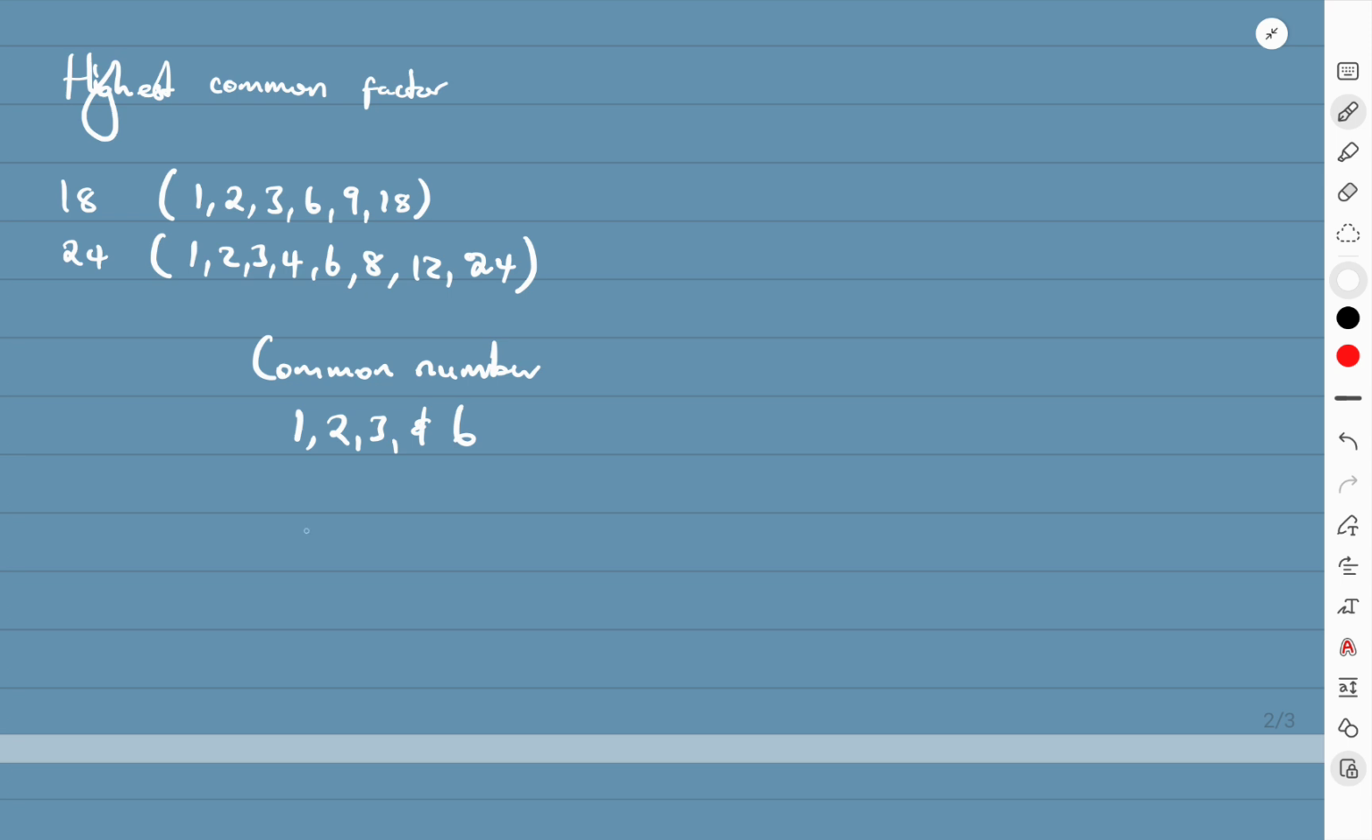But then I'm looking for the highest common factor. So these are the common factors, right? Between those that are common, which one is bigger? I'm going to see that 6 is the one that is bigger than those that are common, meaning my highest common factor between 18 and 24 is going to be 6. Although we have 1, 2, 3 that are common, 6 is the one that is bigger. Therefore, my highest common factor is going to become 6.